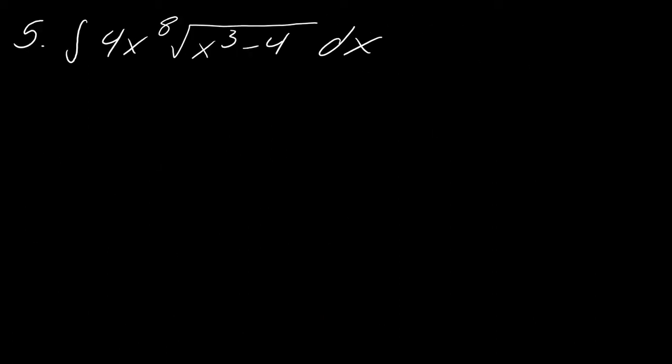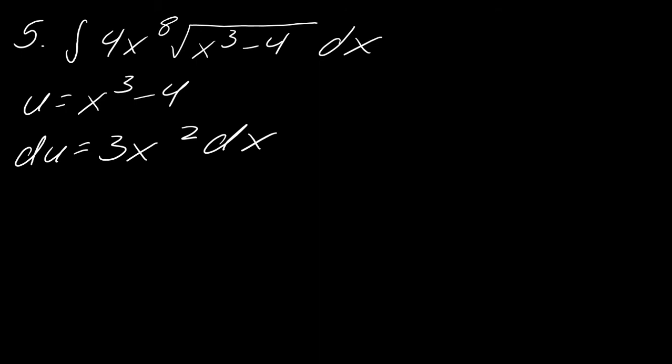Okay, so for number 5 here, now I have 4x to the 8th times the square root of x cubed minus 4. This one is definitely a tough problem. So, okay, the u in this case, I'm actually going to give myself a lot of space here. The u in this case will be x cubed minus 4. So you might have that guess, but the problem with this particular problem is that when you take du, this is going to kind of mess with your head.